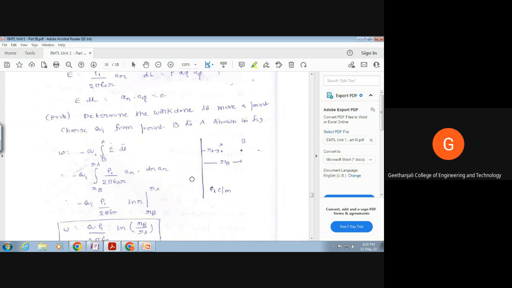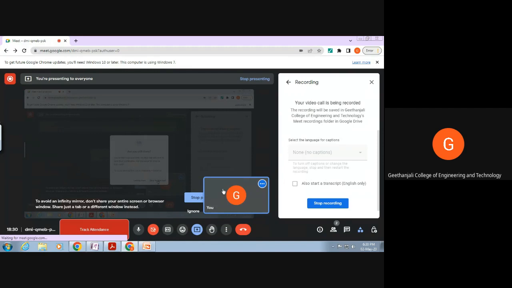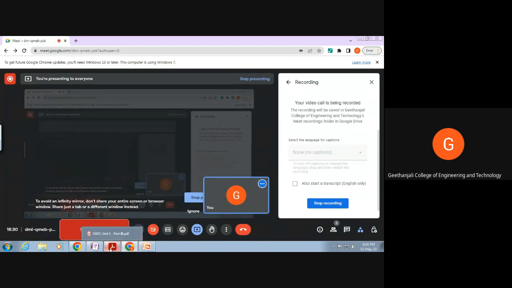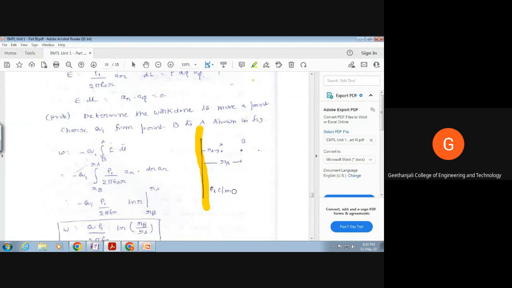Now let us look at this problem. Determine the work done to move a point charge of Q1 coulombs from point B to point A. Point B is at a radial distance of RB, A is at a radial distance of RA. And we have got the same infinite length line charge with the density rho L coulombs per meter. So what is the expression for the electric field intensity? E is equal to rho L by 2 pi epsilon naught R aR. What is dl? dR aR.